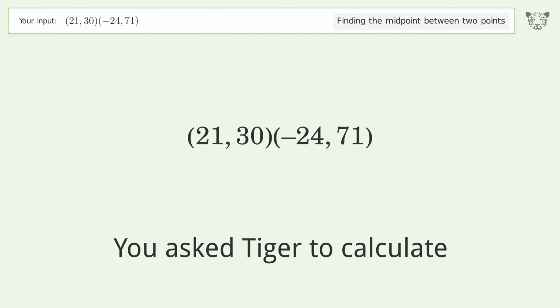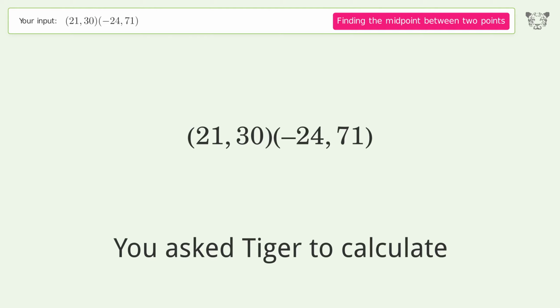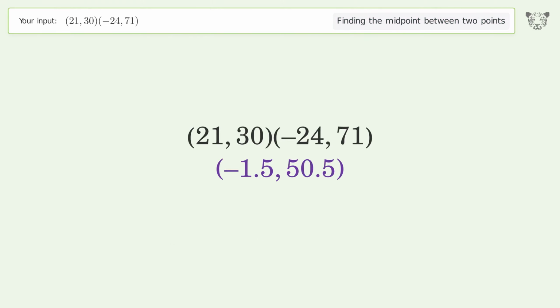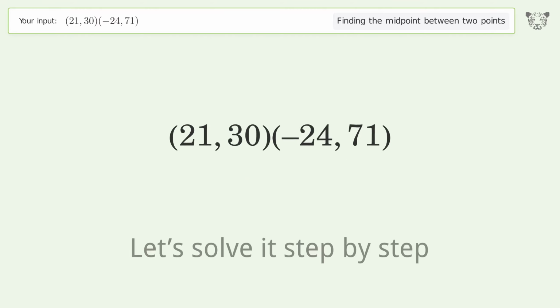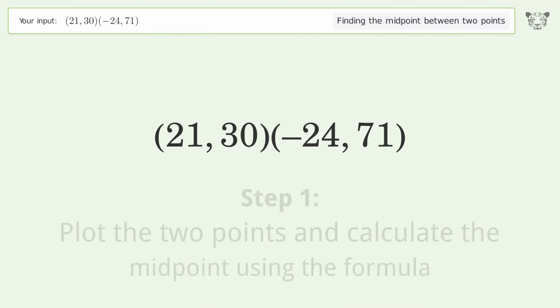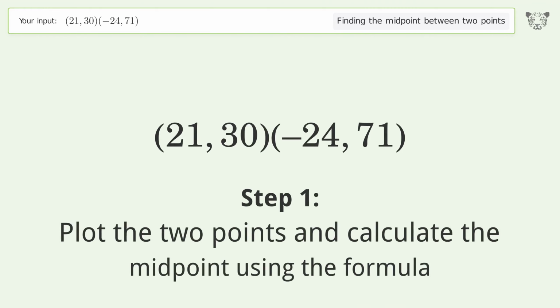You ask Tiger to calculate. This deals with finding the midpoint between 2 points. The midpoint between the 2 points is -1.5, 50.5. Let's solve it step by step. Plot the 2 points and calculate the midpoint using the formula.